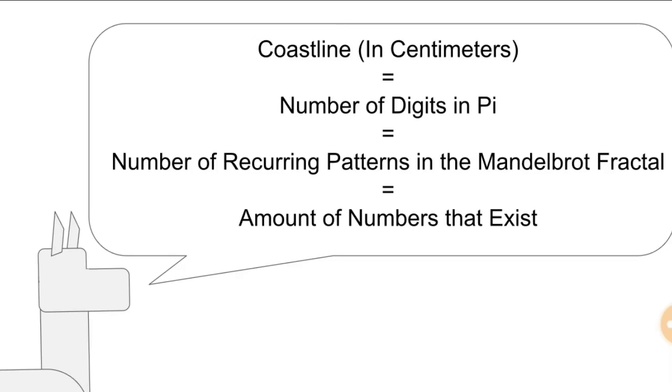Back on track, USA's coastline is equal to the number of digits on pi, the number of recurring patterns on the Mandelbrot fractal, and the amount of numbers that exist. All of these are infinite numbers.